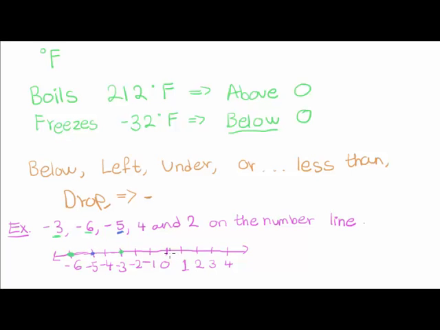Then it's positive 4, and we're moving away from the negatives. So we're moving 4 units to the right now. So 1, 2, 3, 4. It's 4 units to the right. We have a positive number, and the last number is 2. So we move 2 units to the right of 0, and we get 1 and 2.